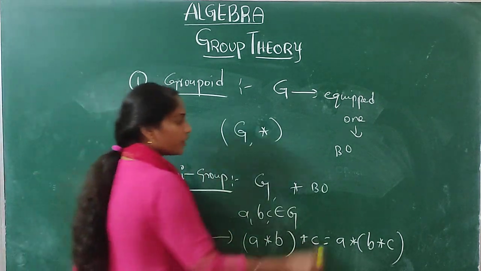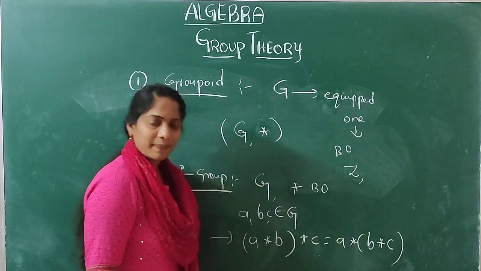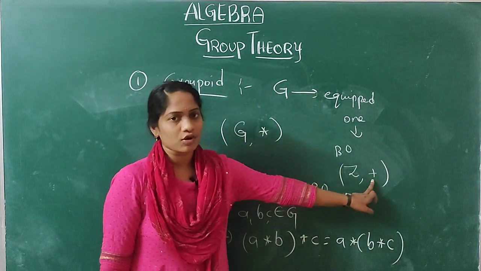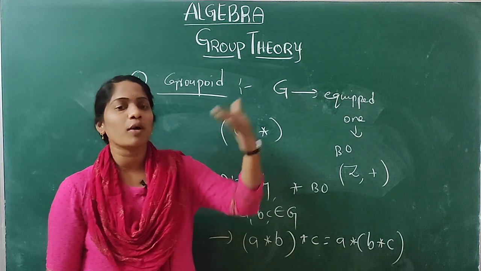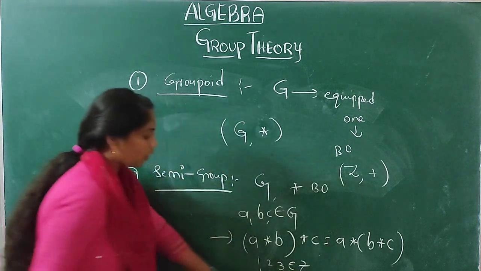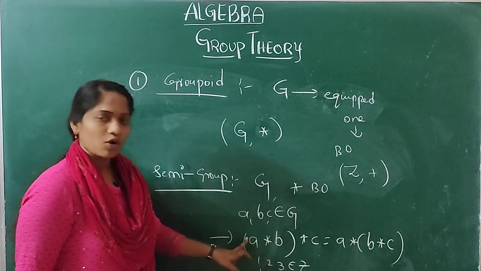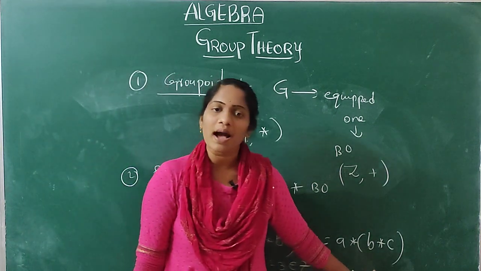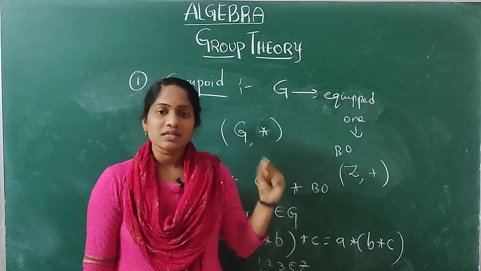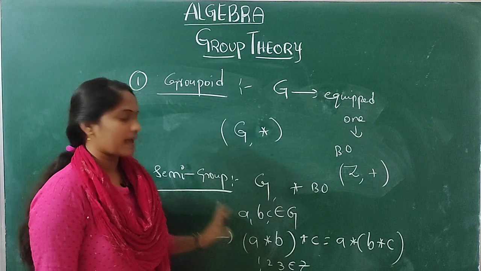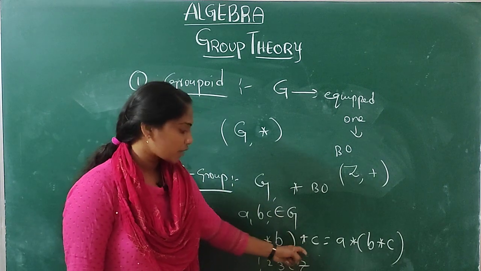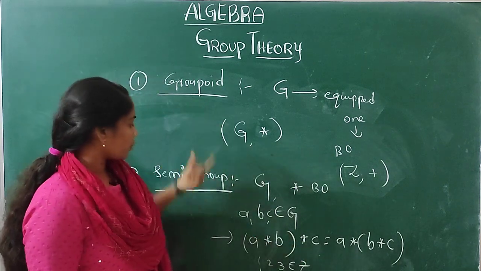You can take an example of Z, Z comma plus or Z comma multiplication, as examples of a semigroup. Take 1, 2, 3 belonging to Z. If you apply these numbers on this property, the LHS will be equal to the RHS. So Z with the binary operation multiplication is known as a semigroup. In this way you can check whether a given structure is a semigroup or not, by checking this property. So this is about groupoid and this is about semigroup.